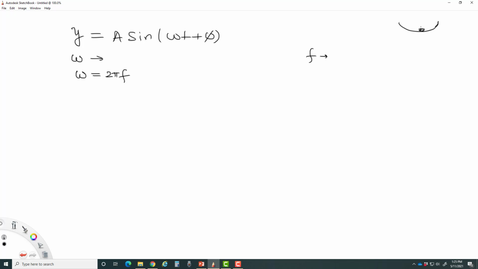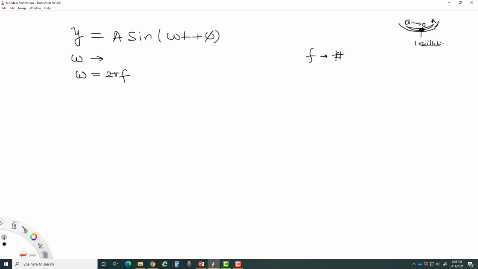Okay, so it starts from here, moves up, and then back again to the same equilibrium, and then to the left, and then back again. So that's one oscillation. One oscillation is moving from here to here, and then back again to that point, and then to B, and then back again to the same point. So frequency is how many such oscillations are completed in 1 second.